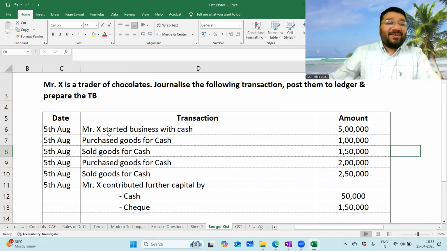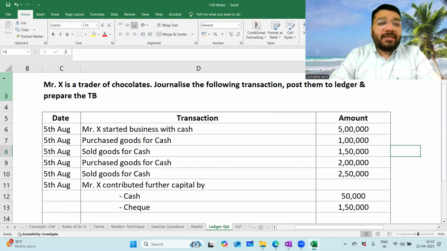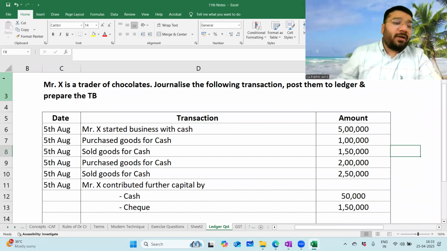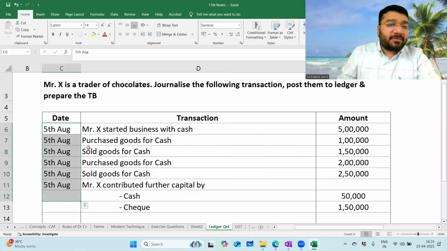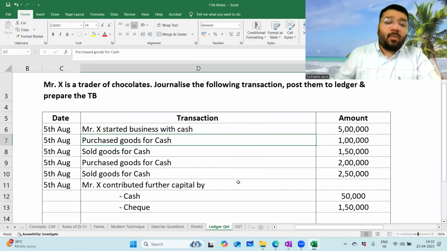Now, Mr. X, a trader of chocolates, has encountered the following transactions. Journalize the following transactions, post them to the ledger, and prepare the trial balance. Can we do it? So on 5th August, all these transactions are taking place. First, Mr. X started business with cash. Please tell me, what is the journal entry?